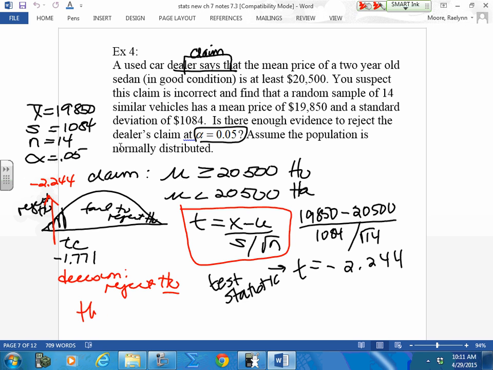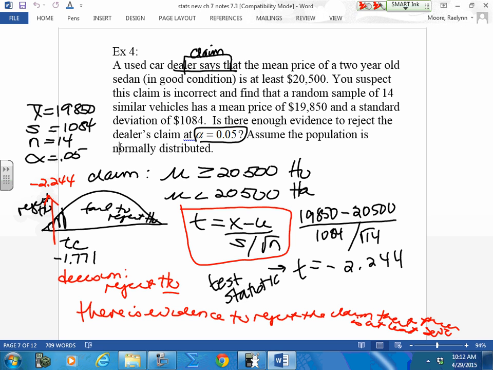So there is enough evidence to reject the claim that the price of a 2-year-old car is at least $20,500 at a level of significance of 0.05.